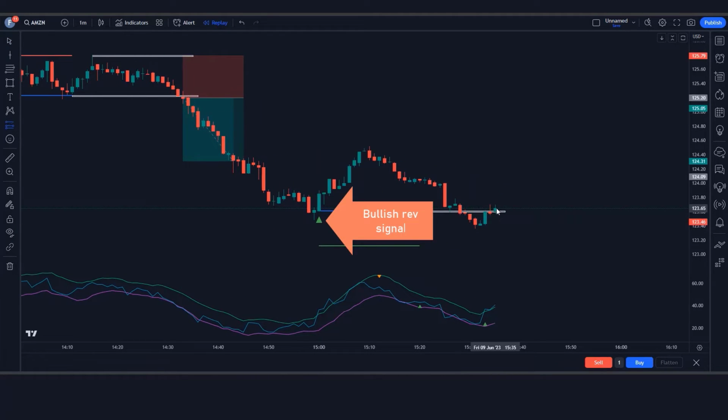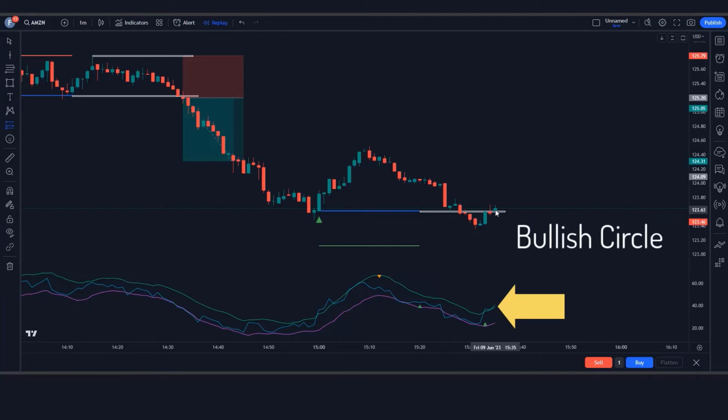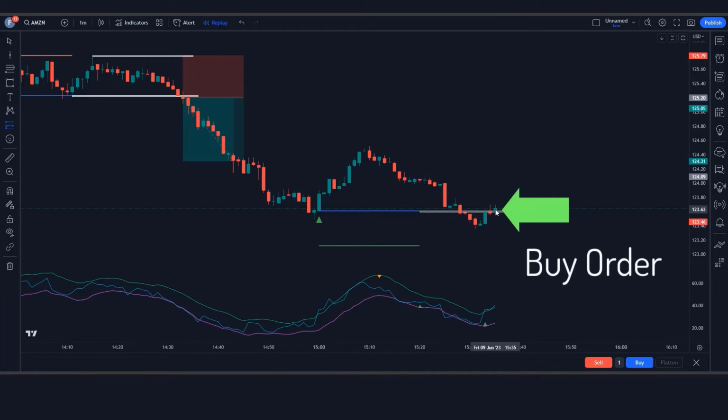Here the reversal indicator gives us a bullish reversal signal. Here the reversal indicator is marked above the bull line. Here the volatility bands indicator shows a bullish circle. Here the market has made a bullish candle to give confirmation. So all our conditions are being fulfilled, so we are placing an order to buy.